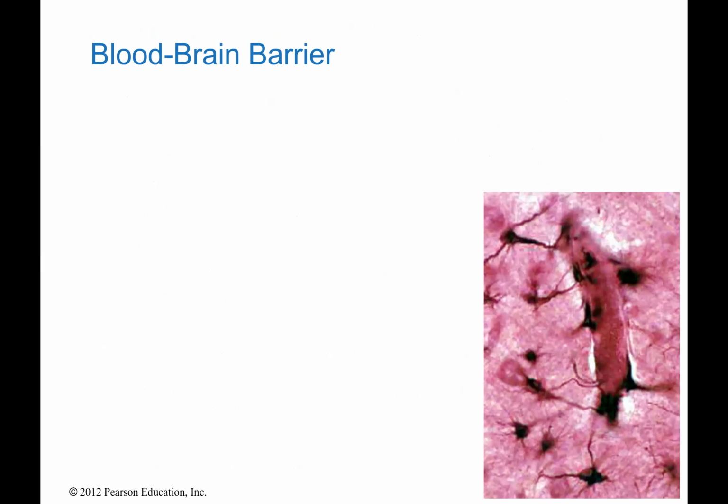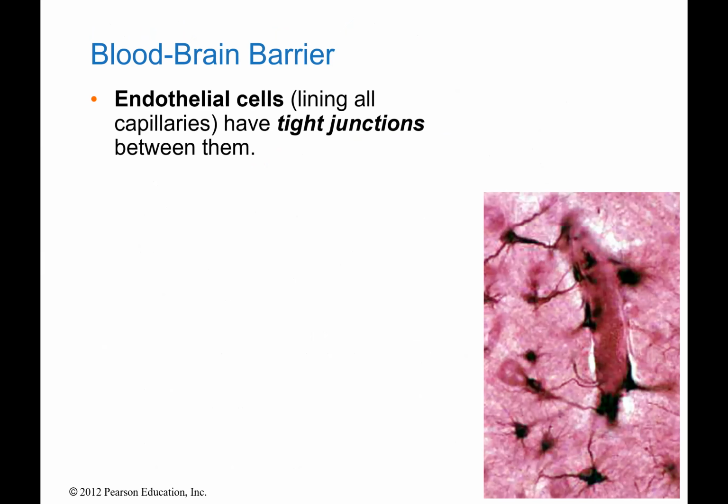Okay, we'll talk briefly about the blood-brain barrier. Endothelial cells are cells that line all of the capillaries, the smallest vessels in the circulatory system. And capillaries have tight junctions between them. Tight junctions are the connections between cells where it's basically watertight. Nothing can get in between those cells. They're tight, for lack of a better word.